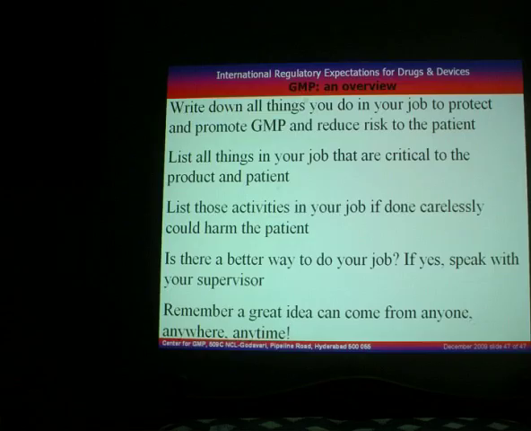Also, one more thing. Is there a better way to do your job? If yes, don't immediately start doing it that way. Speak with your supervisor and get him to initiate change control. Remember one thing, don't underestimate yourself. A great idea can come from anyone, anywhere, anytime.